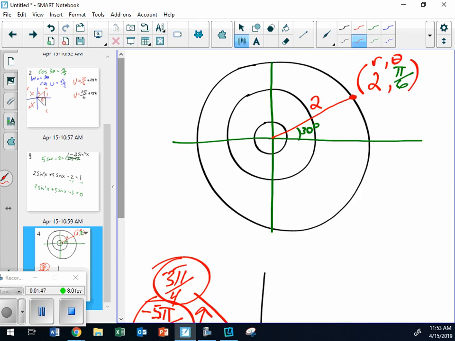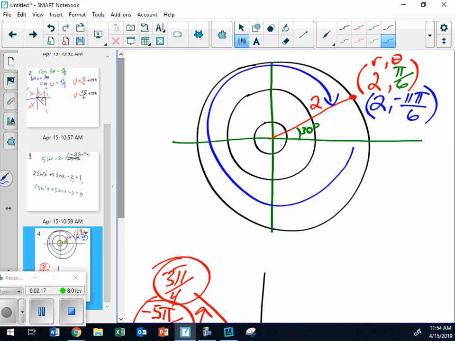In the same way, in polar, you can have the same exact point described a different way. Do you get it if I say, hey, that's the same as 2 comma negative 11 pi over 6? Just think that through for a second. That's the same exact thing, because negative 11 pi over 6 is the same angle as 30 degrees, which is the same as 1 pi over 6.